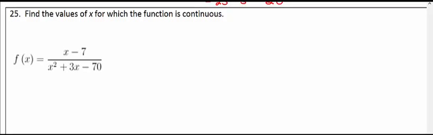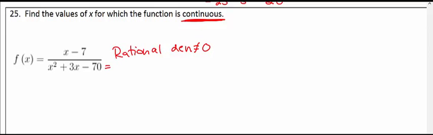For number 25, we're asked to find the values of x for which the function is continuous. So we're going to highlight that word continuous. Let's find out where the function is discontinuous first. We have a rational function, and we know that we're going to toss out any values of x that cause the denominator to equal 0, because that's what we don't want.